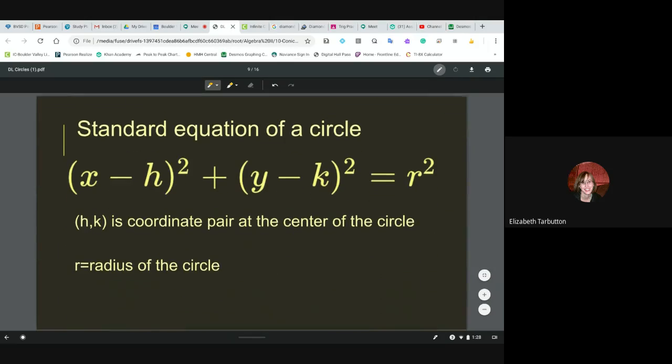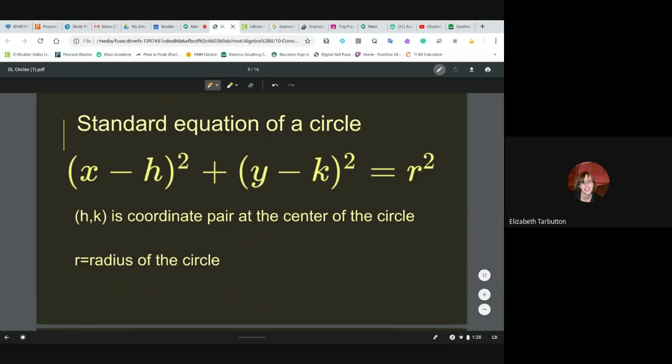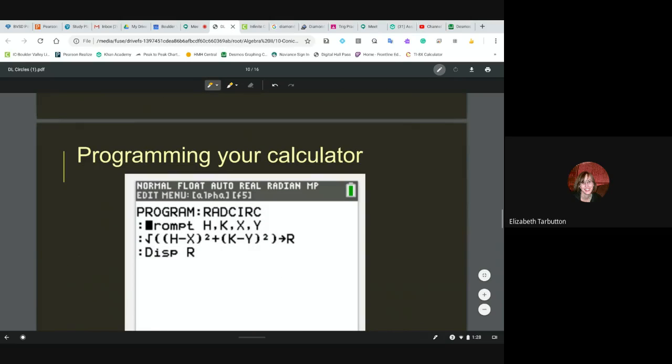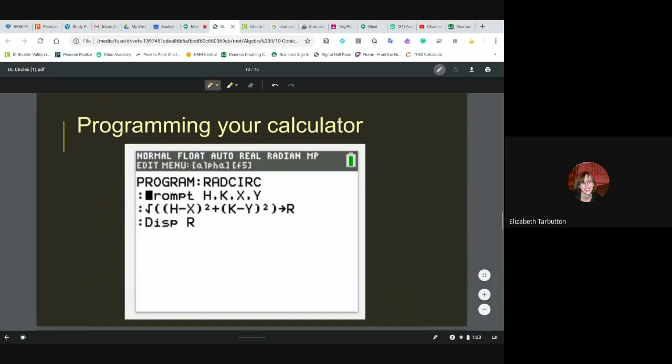Standard equation of a circle, you might want to pause and write this down. h is the x coordinate of the center, k is the y coordinate of the center, r is our radius. We could use that to solve some problems.